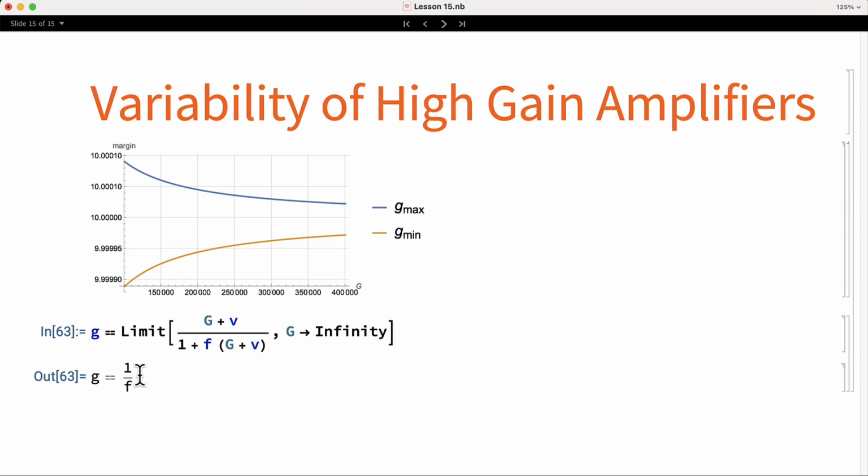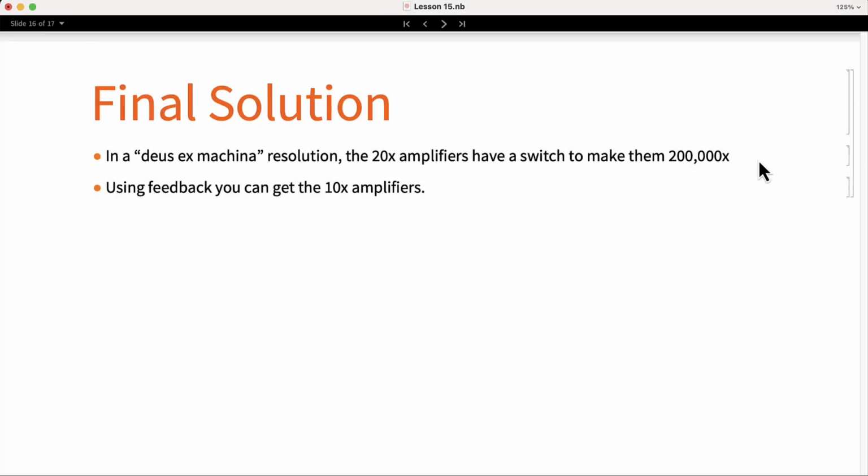It is negligible. Once you have discovered that all the 20x amplifiers have variability problems, in a deus ex machina resolution, you suddenly find that there is a switch that you can flip, and that will turn the 20x gain amplifiers to 200,000x. As we learned, with such a high gain, the variability is not important. You can use feedback to make the amplifiers 10x gain. When you present this solution to your supervisors, they are very happy with the result.